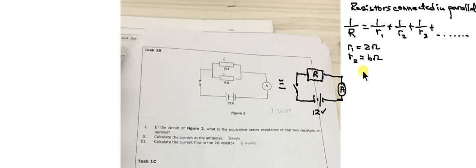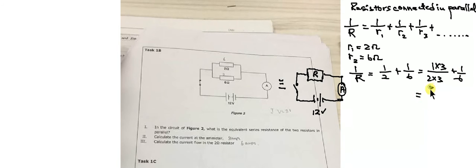Therefore 1 over R is 1 over 2 plus 1 over 6. Since we don't have R3, we neglect it. So this becomes 3 over 6 plus 1 over 6, because we want to convert the denominator to be the same as 6 before we can combine the numerators. This gives you 4 over 6.